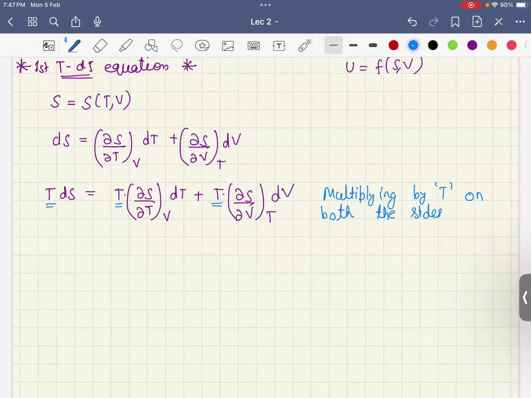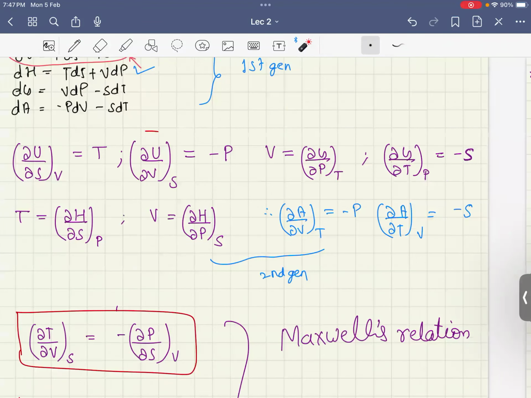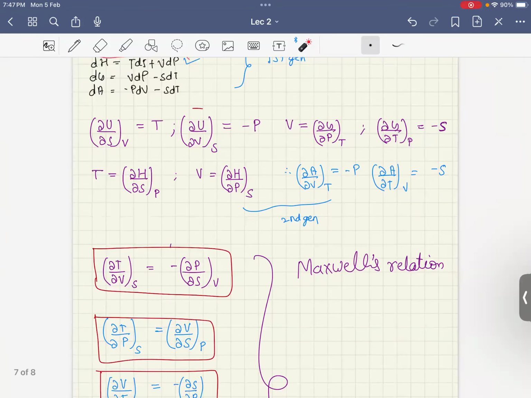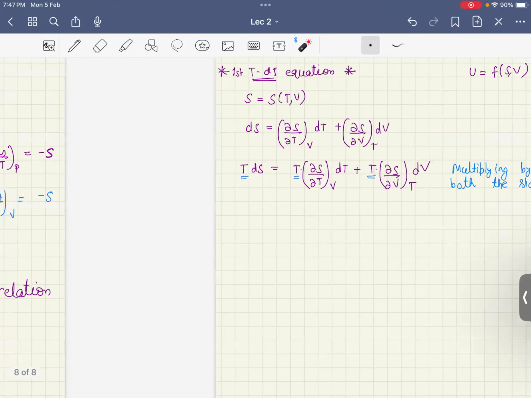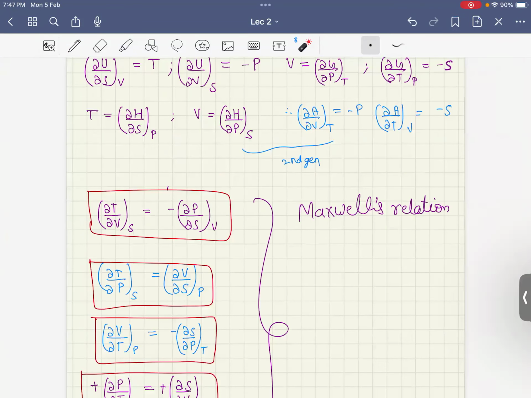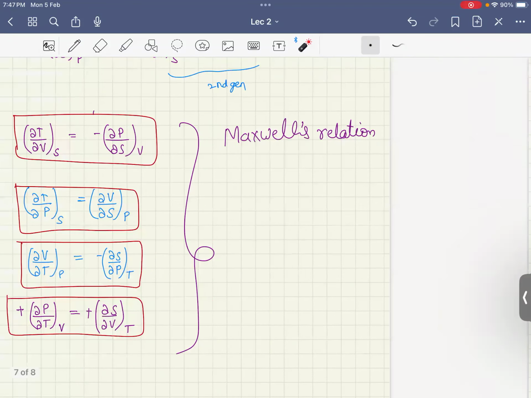Right. So now I want to replace these things. What is this? I don't know. What is this? I don't know. So can I use some expression for this? Now what we have is (∂S/∂V) at constant T. Can we find it? Pressure is known, temperature is known, volume is known. So I can write like this.